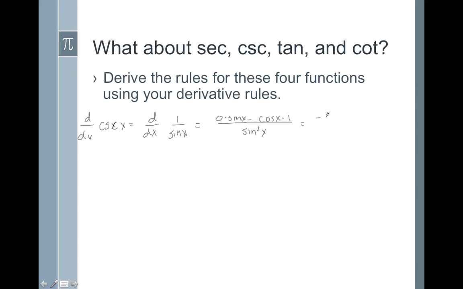And again, we get negative cosine over sine squared x, just using our quotient rule. And we get here cosine over sine. We just know it's negative, first of all. Cosine over sine is cotangent. And we have one more over sine, so we get cosecant. And that's the derivative of the cosecant of x.